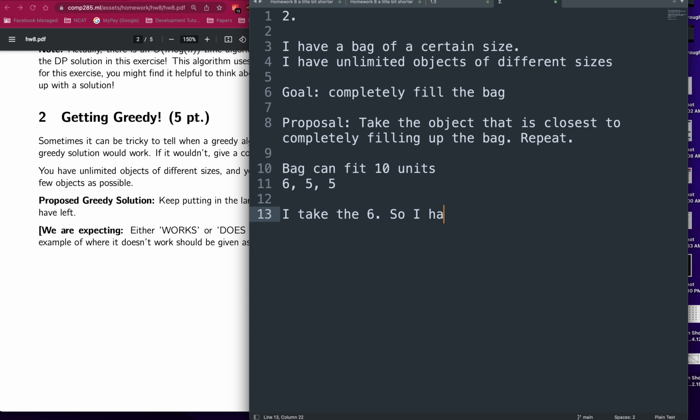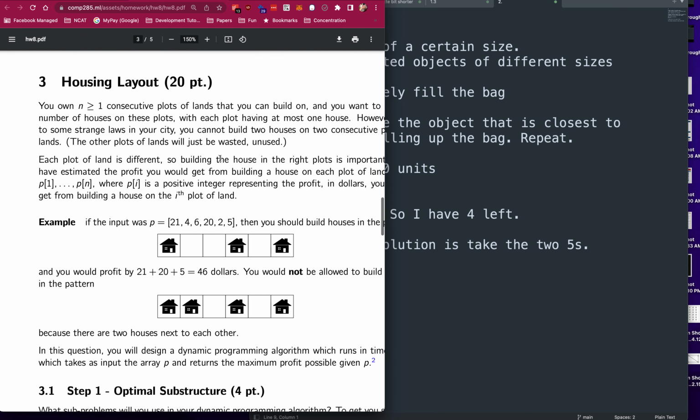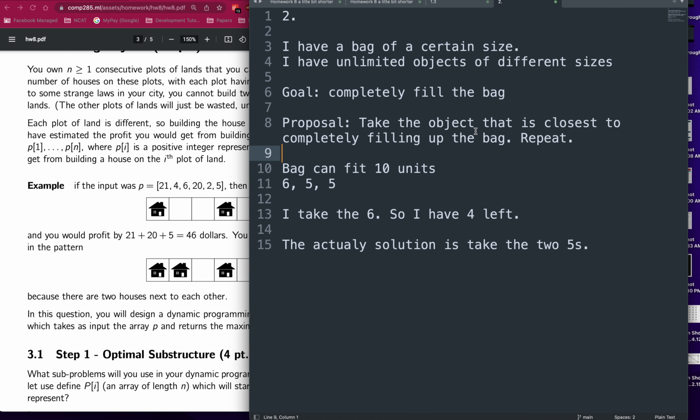Okay, so I have 4 left, 4 units of space. I can take nothing else. So my bag actually only fit the one object, but not even that. It didn't even fill up completely. It has 4 units of empty space, right? The actual solution is take the 2 5s, right? So again, it's not hard to come up with a counterexample as to why this algorithm doesn't work. But it's the assignment, it's 5 points. So you guys give that a shot, just think about it. Okay, moving on to the next one.